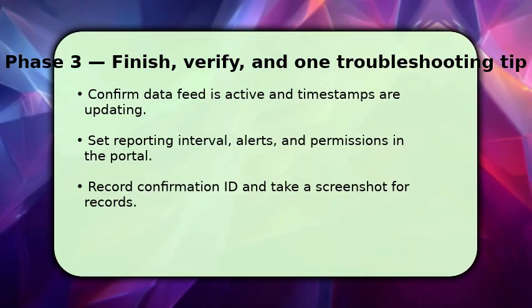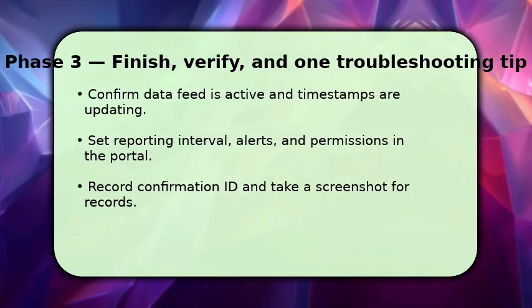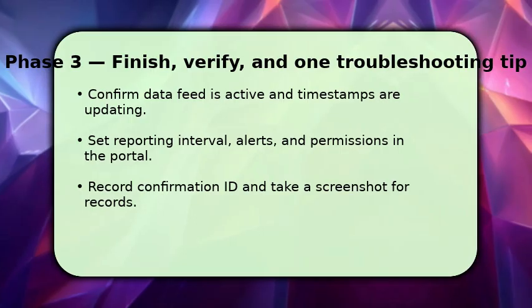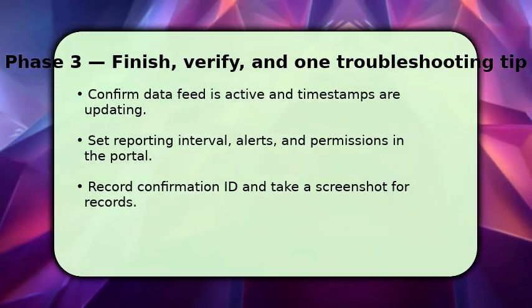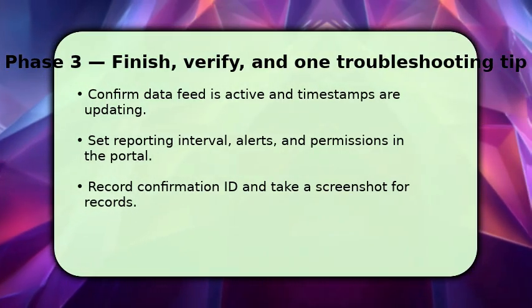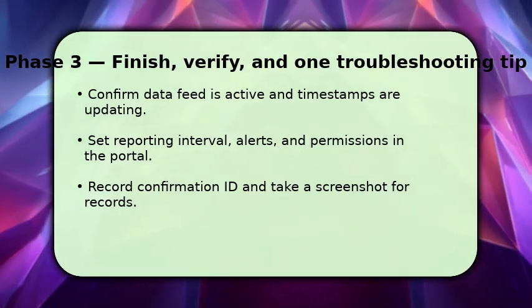If readings do not appear after 15 minutes, restart the meter and router, then reauthorize. Intermittent network NAT or firewall rules often block the feed. If that fails, contact support with your confirmation ID for expedited help.